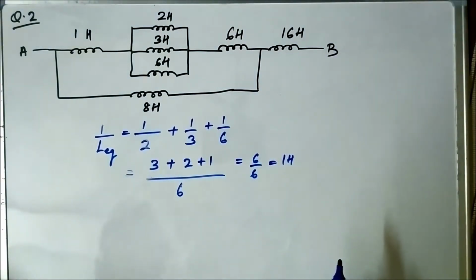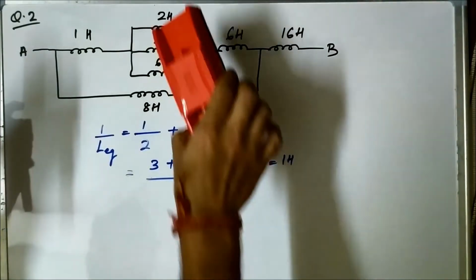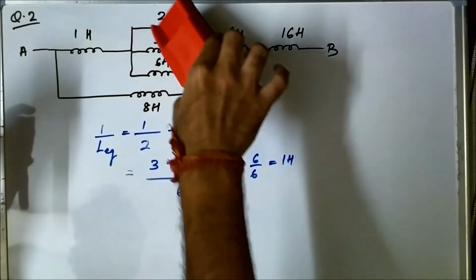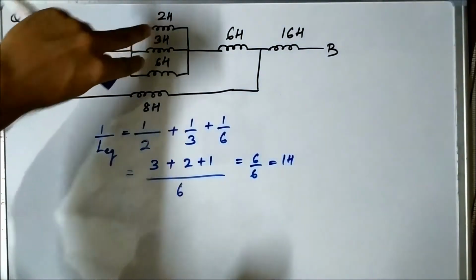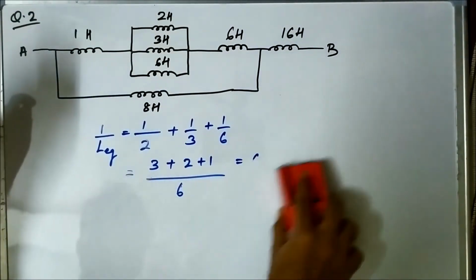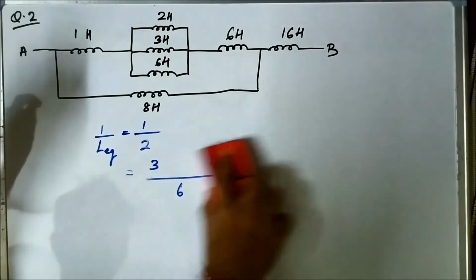So let us just redraw the circuit. We calculated the equivalent inductance of these three inductors which are connected in parallel as 1 Henry.